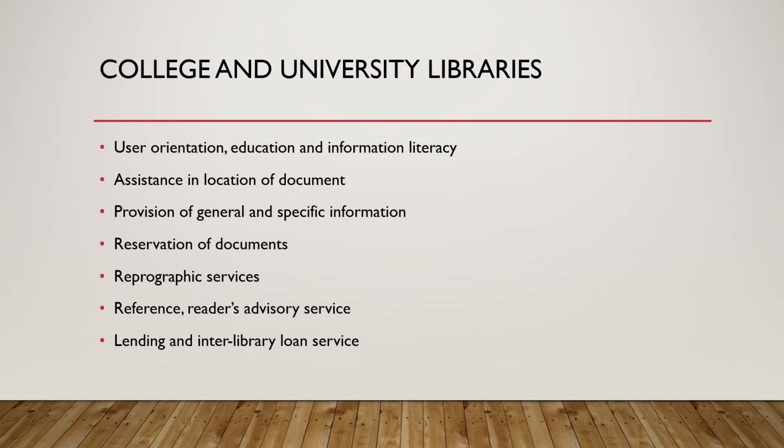College and university libraries provide this. First one is user orientation, education, and information literacy. It also gives assistance in location of documents using library catalogs and understanding of use of reference books. It gives provisions of general and specific information. It also has reservations of documents provided by both university and college libraries.